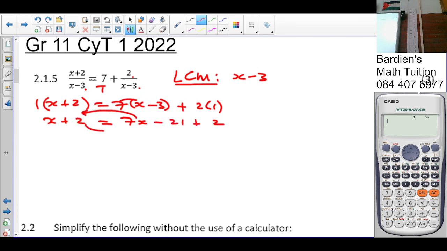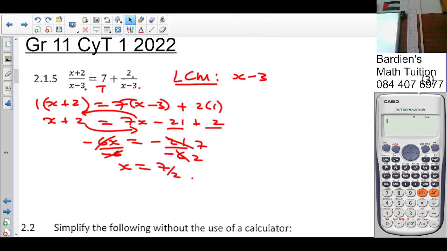x on one side, numbers on the other side. So it's x minus 7x is negative 6x is equal to negative 21 plus 2 is negative 19, minus 2 is negative 21. Not so? Divide by negative 6 on both sides. It cancels. Negative divided by negative, of course, is positive. 3 goes into there twice, 3 goes into here 7 times. 7 over 2. Okay, any issues there? No?